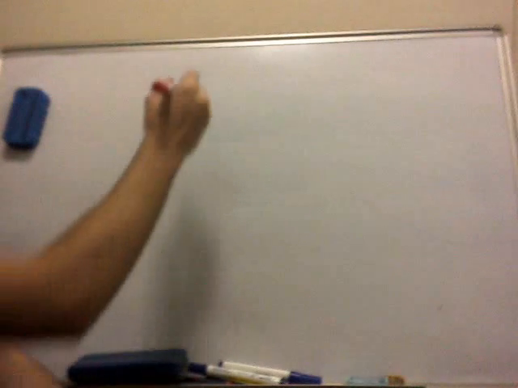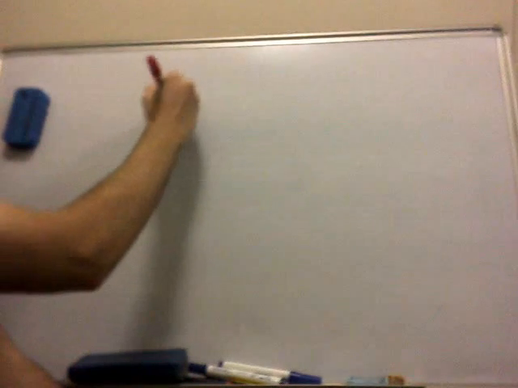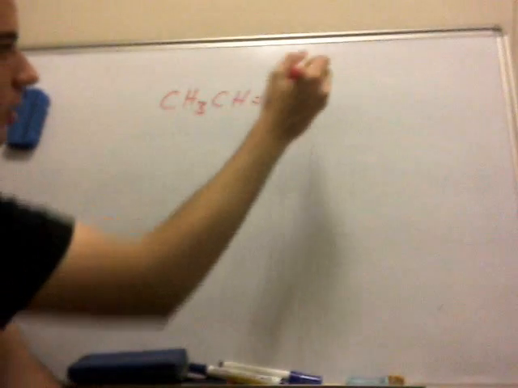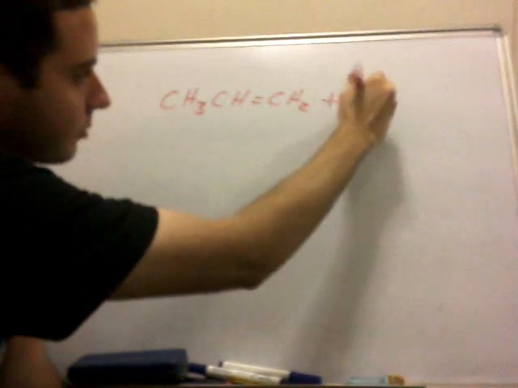Basically, Markovnikov additions make the major product which is more stable. So we're going to use an unsymmetrical alkene for this. The most simple one is propene. So CH3. And we're going to be adding hydrogen bromide to it.